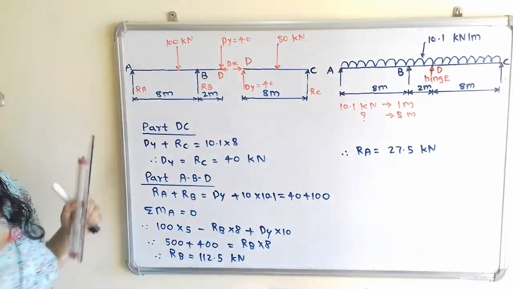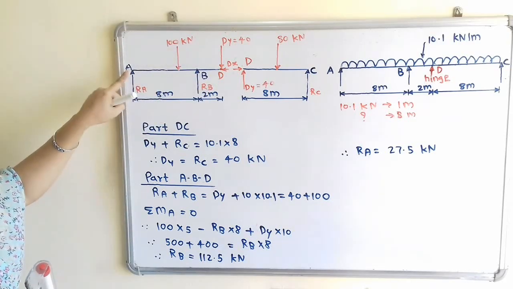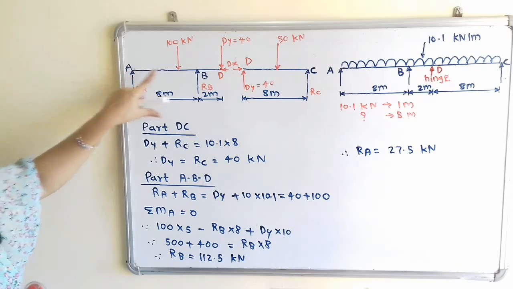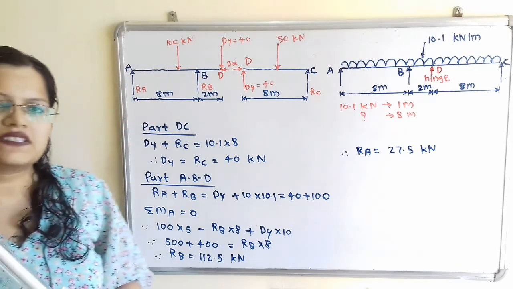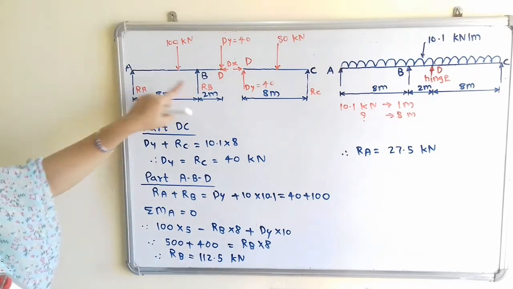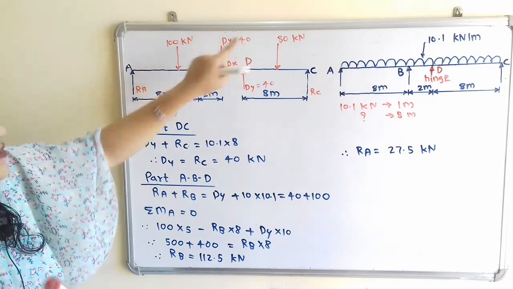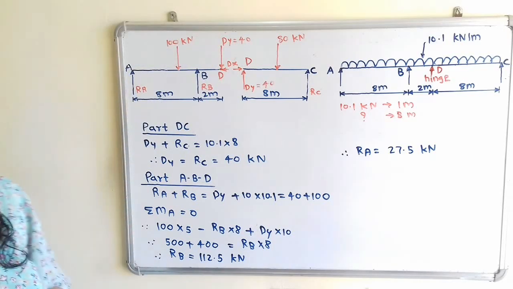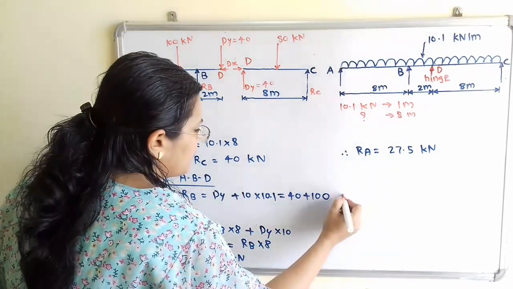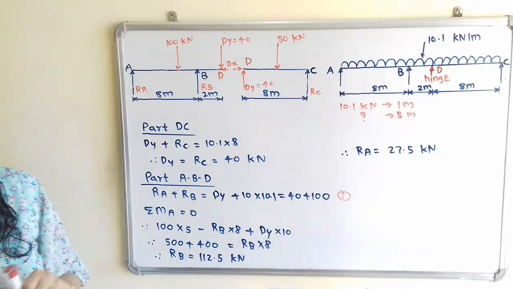So we will write here the value 40. Now we will move to the first part, that is part ABD. Now again we will take the summation of all vertical forces is equal to 0. So here RA plus RB, because these are in upward direction, is equal to 100 plus 40, that is equal to 140. So we will get the equation number 1, that is RA plus RB is equal to 140 kilonewton.